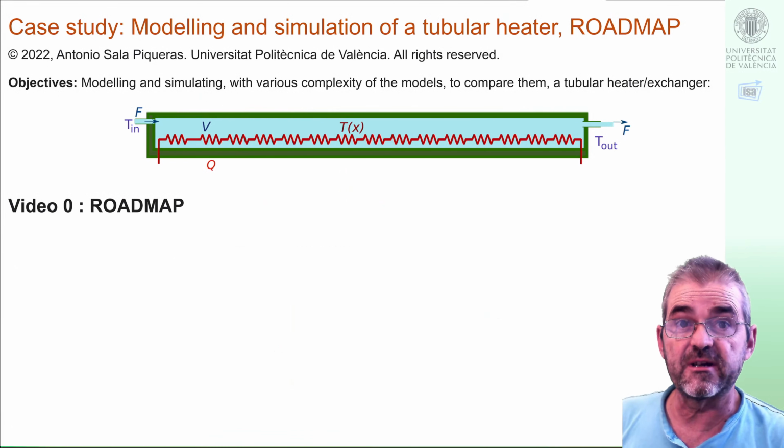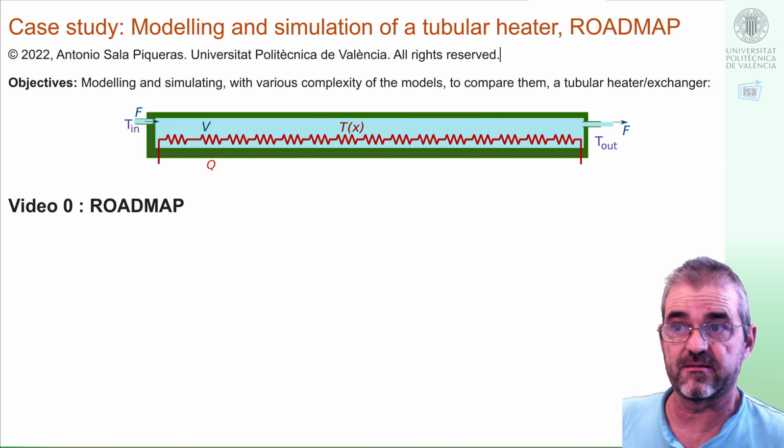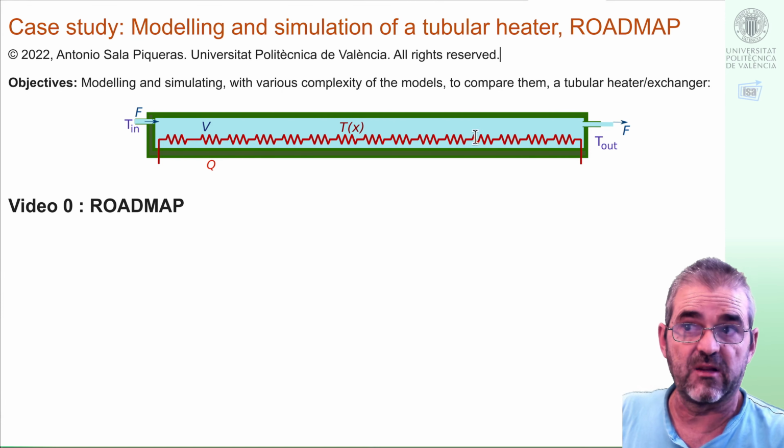Hi, this video will start a series of videos in which we will analyze the stationary and transient behavior of a tubular heat exchanger, sort of a long pipe with a heater inside and with some heat losses to the environment through the pipe walls, and we'll cover that analysis in quite a few videos.